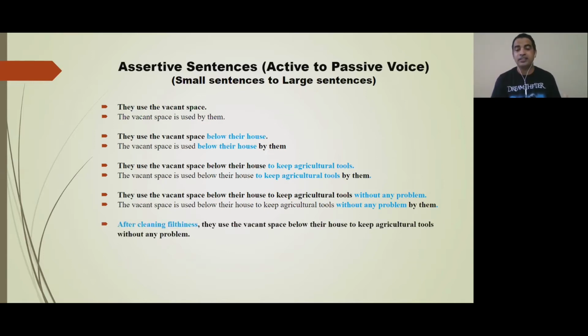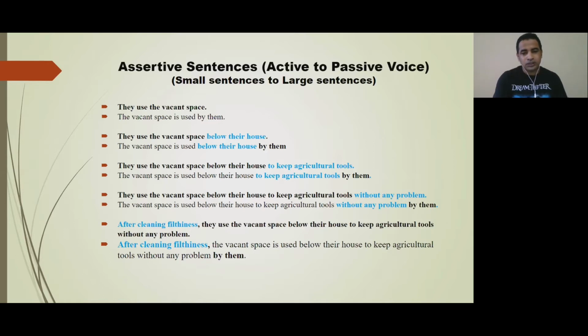Well, let's go to the next: "After cleaning filthiness, they use the vacant space below their house to keep agricultural tools." Here there is text before the sentence. Would you feel this is very difficult? No, never. It's an extension; another extension can come after completing your clause or before your clause. No problem, whatever it is. So what will be your answer? "After cleaning filthiness" remains unchanged, my dear student. So the answer is: after cleaning filthiness, the vacant space is used below their house to keep agricultural tools without any problem by them.